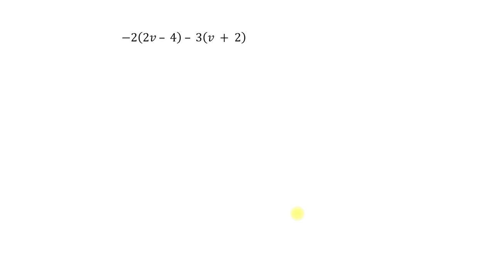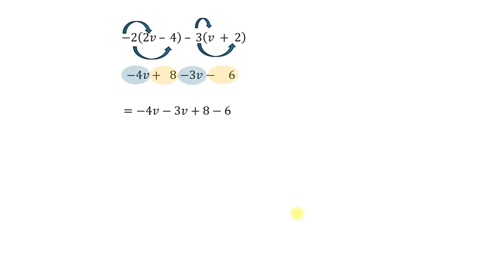Here we'll expand. Negative 2 times 2v is negative 4v. Negative 2 times negative 4 is positive 8, v minus 3v. Subtract 6. We'll collect our like terms for a final answer of negative 7v plus 2.